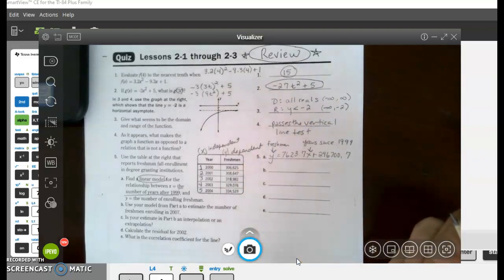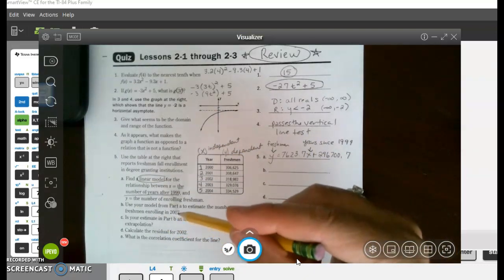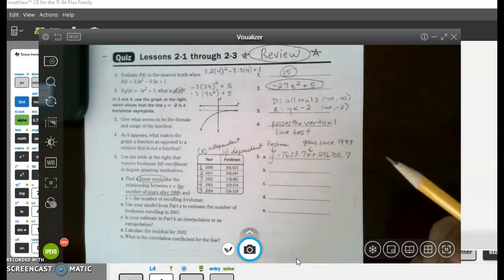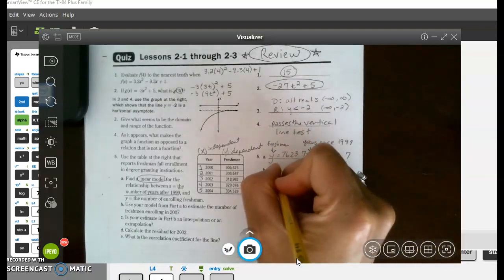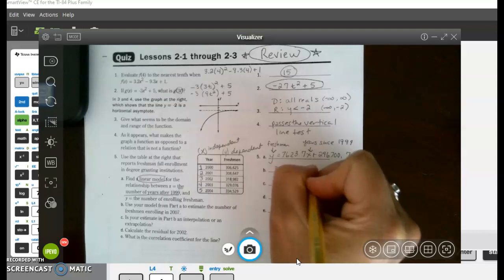Next one says, use your model from part A to estimate the number of freshmen enrolling in 2007. I'm going to do a substitution. In 2007, that would be 8 years after 1999. So I'm going to put an 8 in here for X and find Y. I'll do that substitution using my calculator, and when I do that, I get 357,690.3.